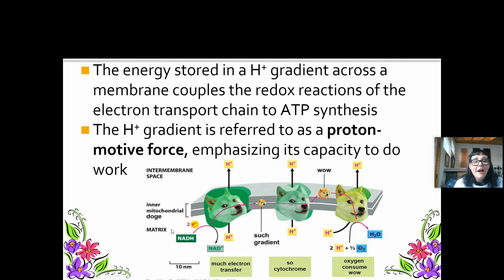So it's pretty cool. I thought this was funny. The inner mitochondrial Doge meme. I don't know. It made me laugh. You might think it's funny. Maybe you think I'm just such a nerd. I am a nerd. But I still thought it was funny. Much electron transfer. So cytochrome, oxygen consume.